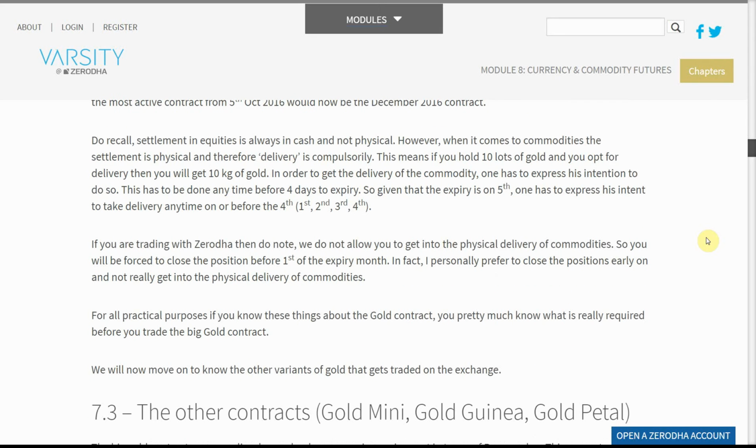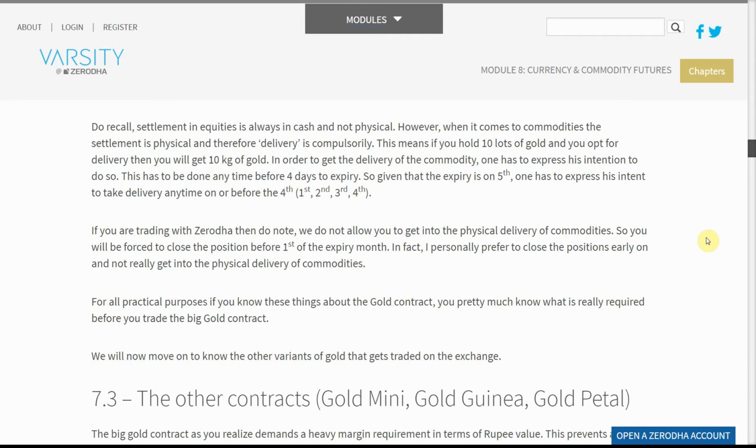Do recall, settlement in equities is always in cash and not physical. However, when it comes to commodities, the settlement is physical and therefore delivery is compulsory. This means if you hold 10 lots of gold and you opt for delivery, then you will get 10 kilograms of gold. In order to get the delivery of the commodity, one has to express his intention to do so. This has to be done any time before 4 days to expiry. So given that the expiry is on the 5th, one has to express his intent to take delivery any time on or before the 4th: 1st, 2nd, 3rd, 4th.